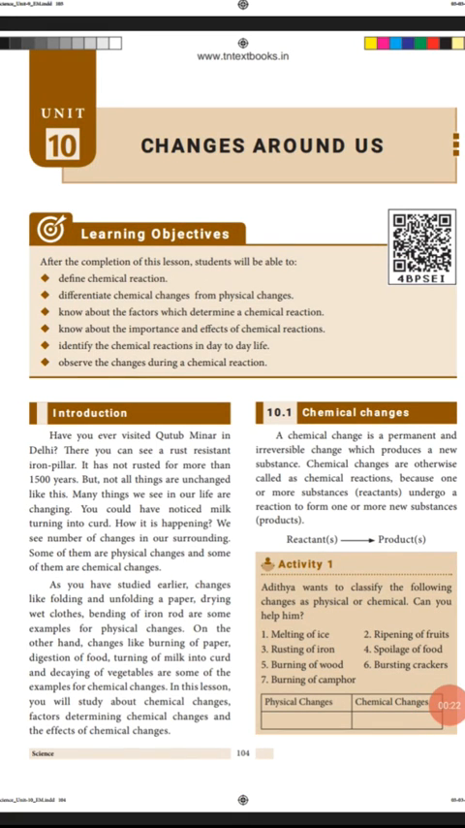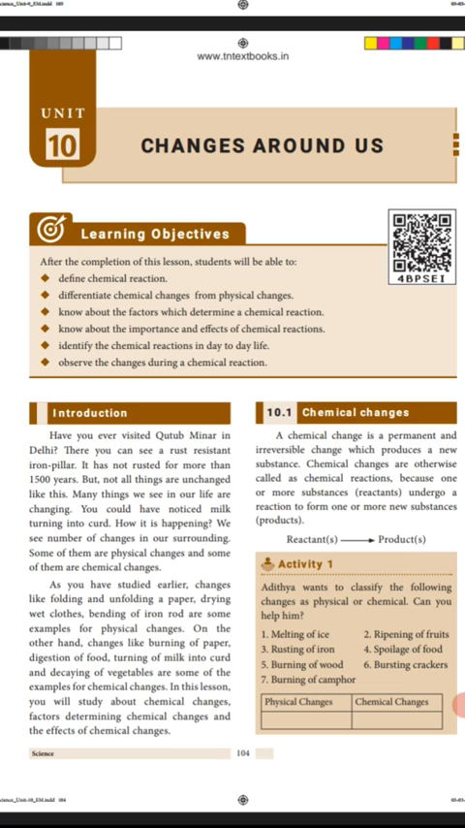We see a number of changes in our surroundings. Milk turning into curd, rusting of iron. These are all some changes. The rust resistant iron pillar is in Qutub Minar in Delhi. It has not rusted for more than 1500 years. But not all things are unchanged like this.